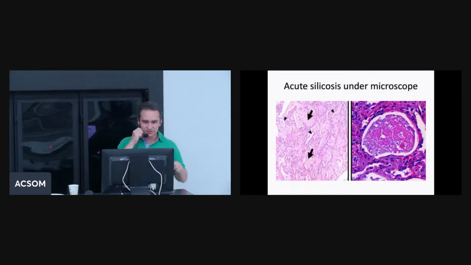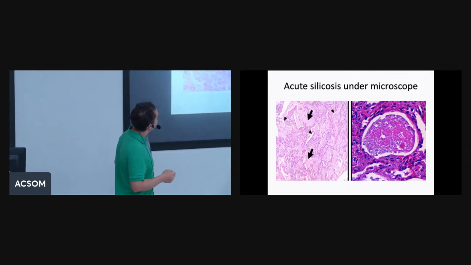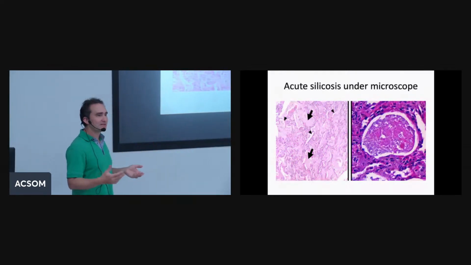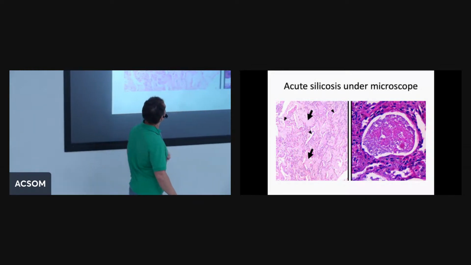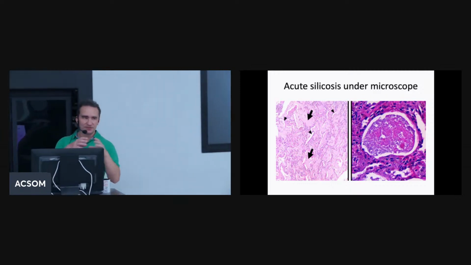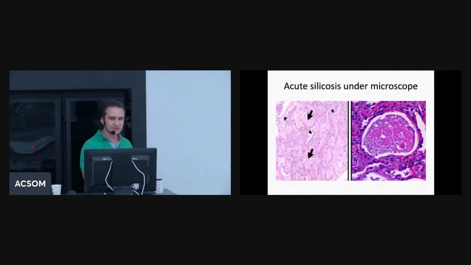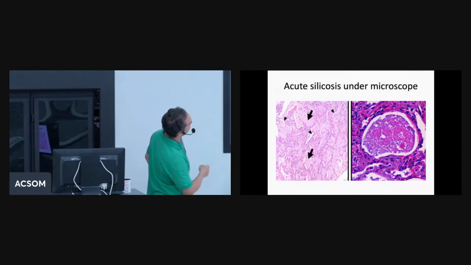So what are you going to see under the microscope? On the left you see the lung tissue, alveoli, and instead of normal alveoli with air space, you'll see this pinkish proteinaceous material which fills up the lung. And if you increase the magnification, you'll see tiny granulation, which you can see in the picture on the right.